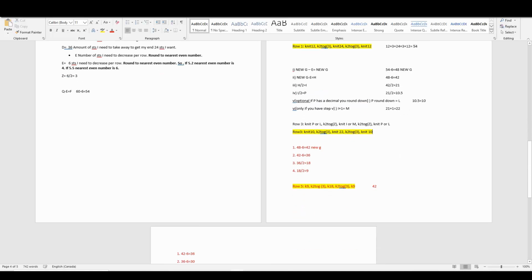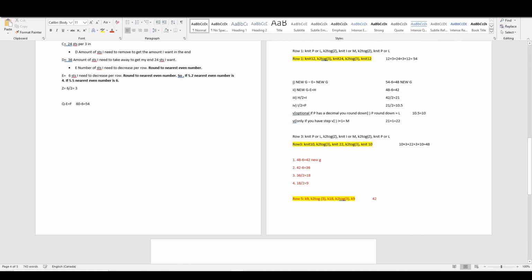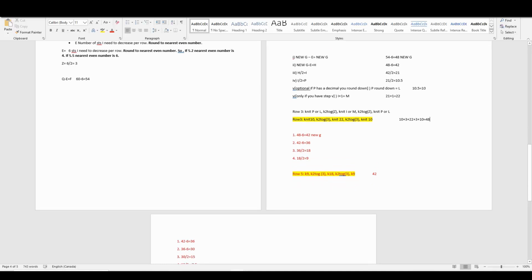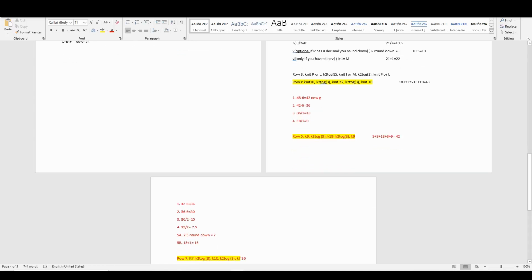So for row 3, it'll be the same thing. We're going to have 10 plus 3 plus 22 plus 3 plus 10 equals, and it should match our new G, 48. It does. Okay, and it's the same thing here: 9 plus 3 plus 18 plus 3 plus 9 equals 42. So that's the amount of stitches we would have at the end of row 5 once we've completed our decrease.